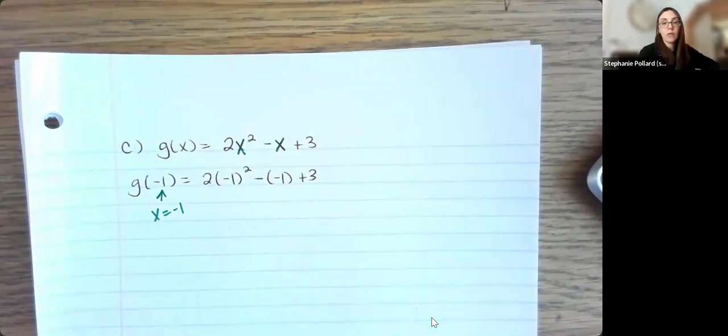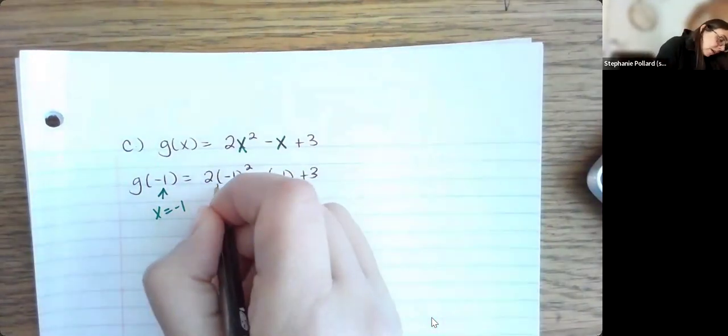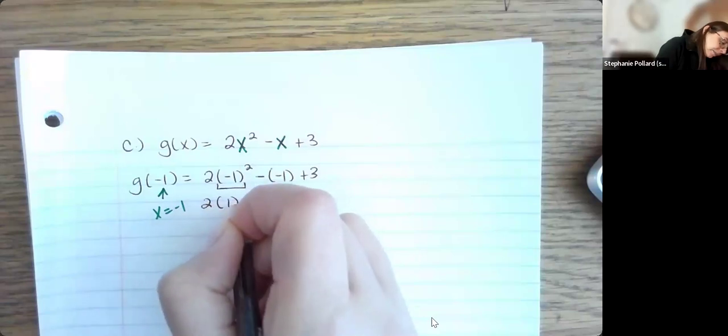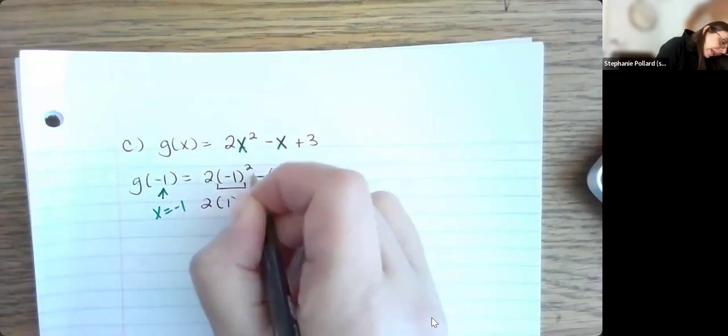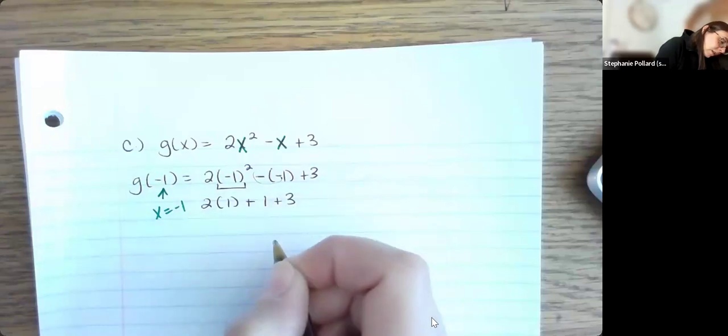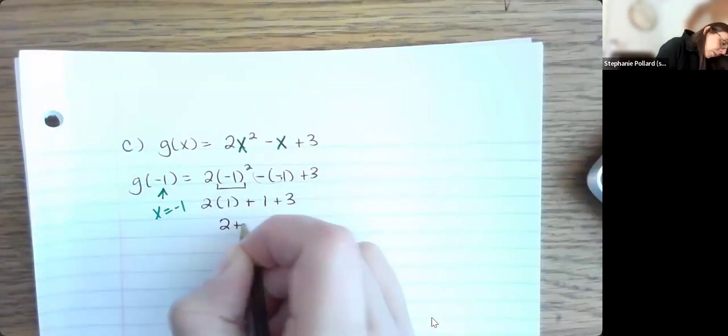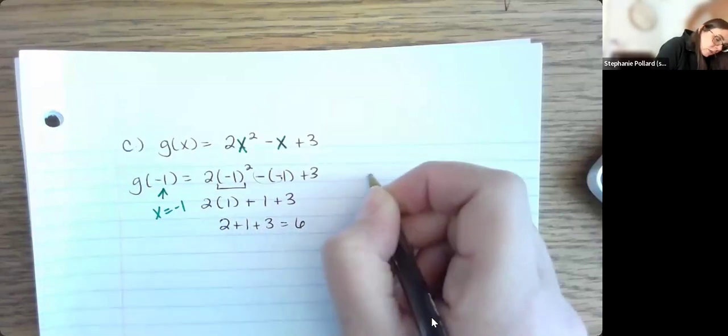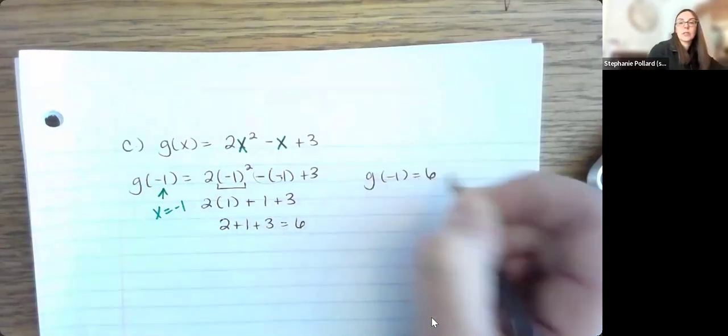And then you're following the order of operations. So here we know that that is a 1. My negatives here will cancel. 2 times 1 is 2. So I have 2 plus 1 plus 3, which is, let's see, 6. So g of -1 is equal to 6.